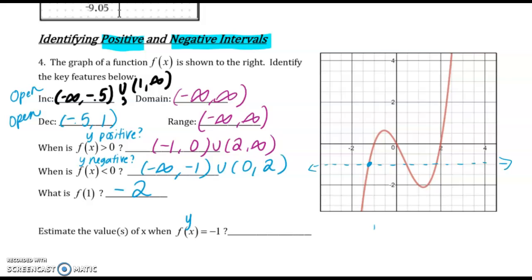So there are 3 places, and I'm just going to estimate where those are. So that looks like about negative 1.2. That looks like about 0.5, and maybe 1.7-ish. So those are just my guesses. And again, we're talking about what x values would make my y negative 1. And that's it for positive and negative intervals, and just some more about analyzing graphs.